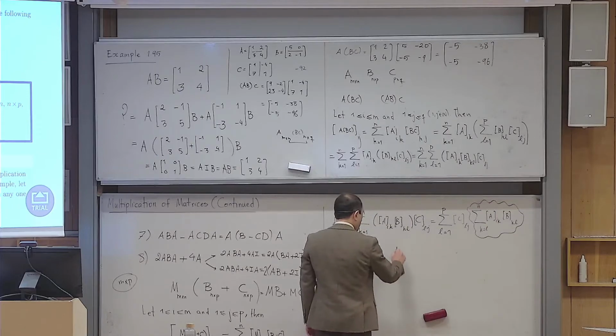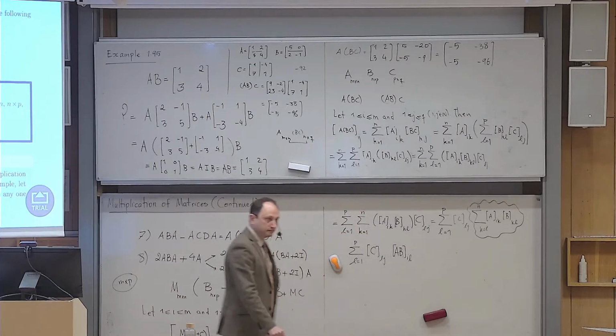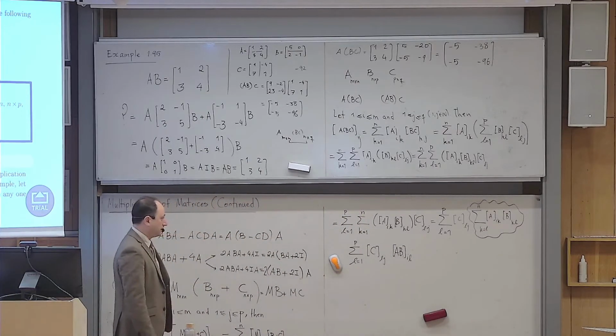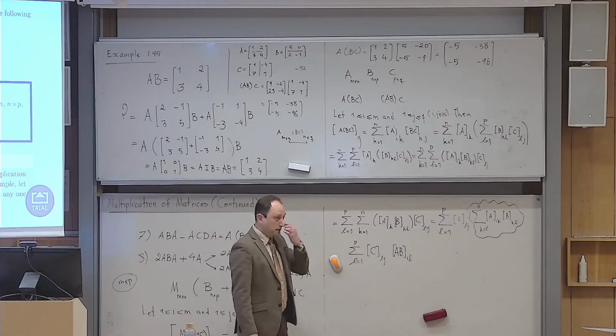So that is AB, IL. This is the matrix AB. You don't need to do that. Matrix AB, IL. Okay. Can I interpret this sigma as a new product again?